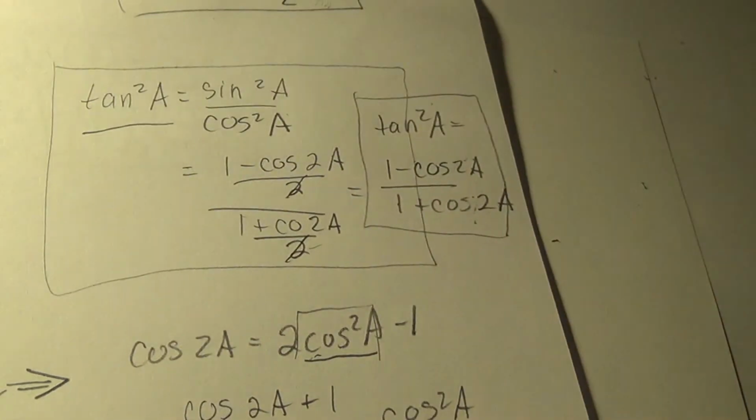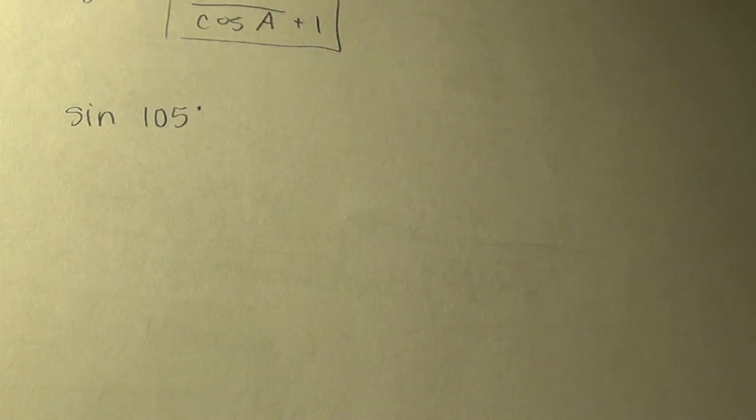All right, let's use the half angle formula to do a problem and call it a night or day or afternoon, wherever you are. Let's do sine of 105. Right now, if you were going to go to the unit circle, that could not be found. But we could double that and call it sine of 210 divided by 2.